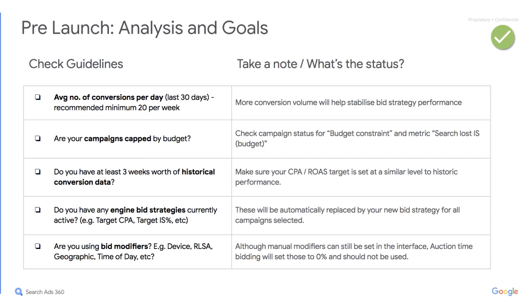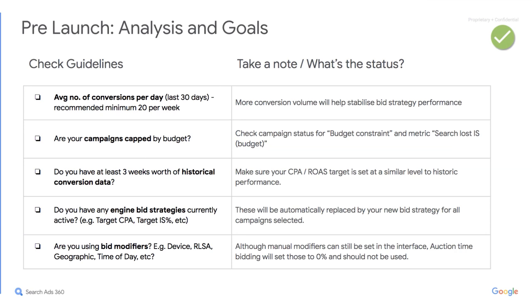Make sure that you have at least 3 weeks of historical conversion data. And if you have any engine bid strategies currently active, these are going to be automatically replaced. As you know, having double automation is not supported.